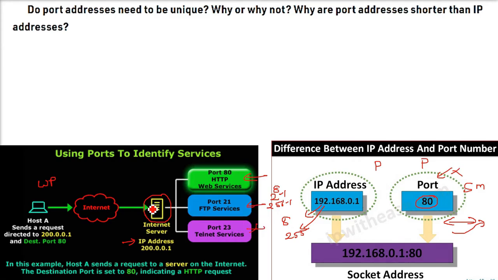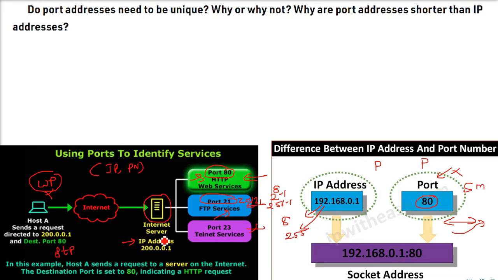Now which service does it have to use? The web page will communicate with the server at port number 80, because port number 80 is reserved for HTTP, for web services. For example, if host A wants to transfer or download a file, it will not ask for port 80. It will ask for port numbers 20 and 21, and that is for FTP services. Port 20 is for data and 21 is for control, for FTP.